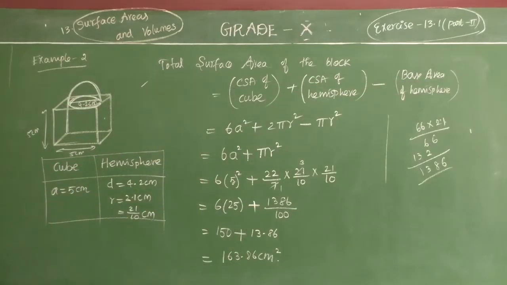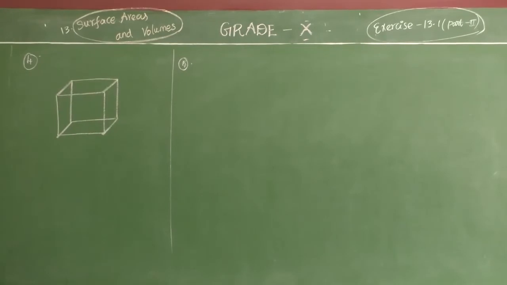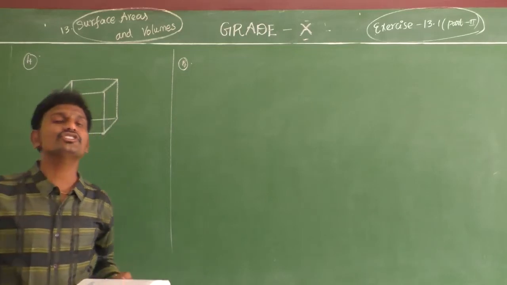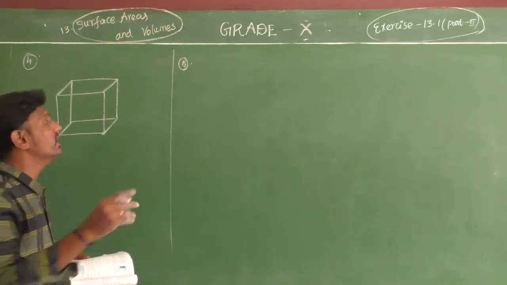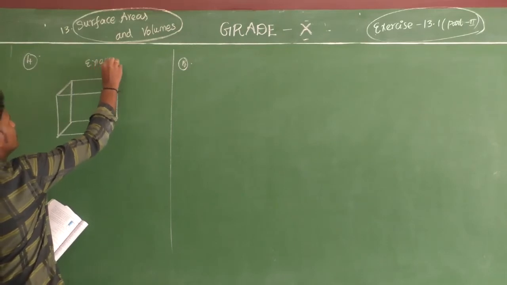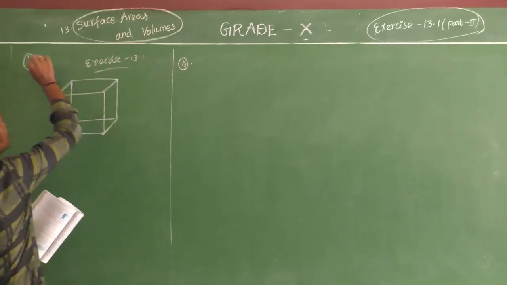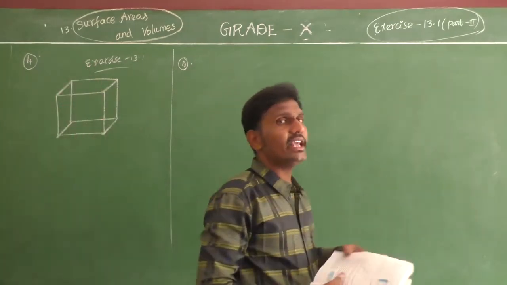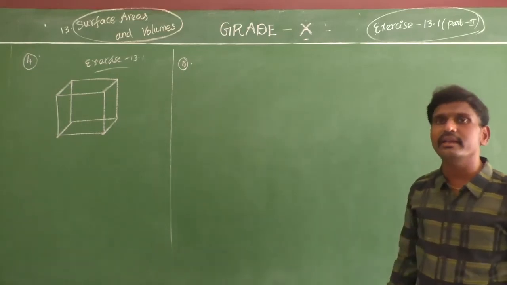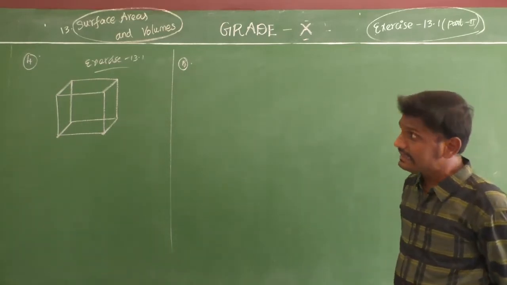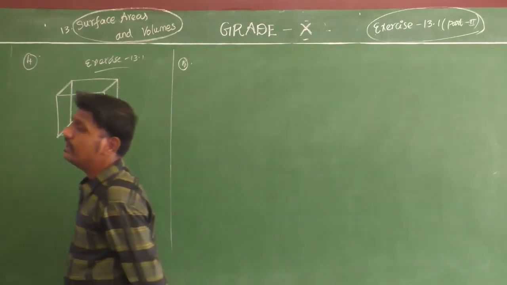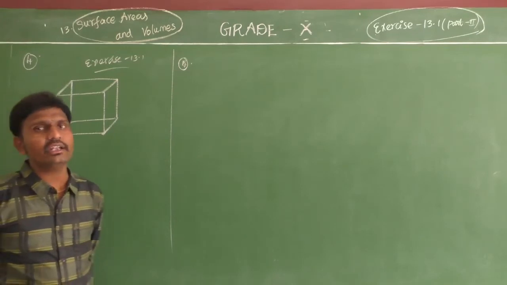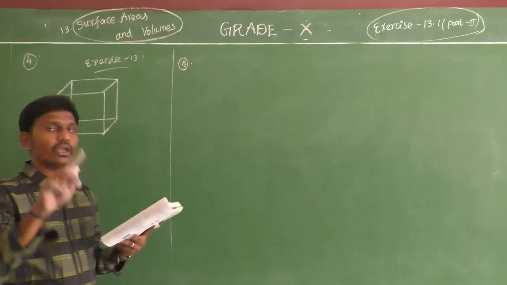Okay. And the next question is the same pattern as example 4, example 2, in exercise 13.1, question number 4. You have the same pattern. But in the example question, they give the diameter and the side directly. Here also the side of the tube is given, but the diameter is not given directly. Yes, students. Now I read the question.